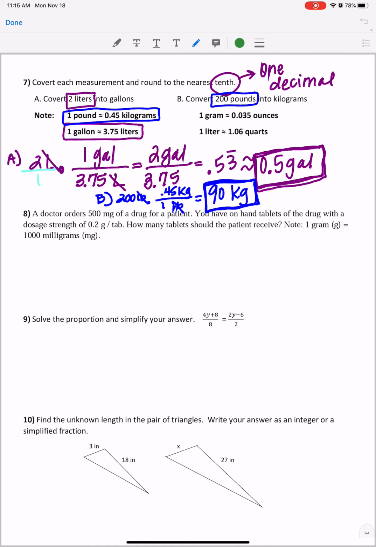On 8, a doctor orders 500 milligrams of a drug for a patient. You have on hand a drug with a dosage strength of 0.2 grams per tab. How many tablets, that's what I need my final answer in, should the patient receive? We're going to note that 1 gram equals 1,000 milligrams. So, start with what they give you. The doctor was ordering 500 milligrams.